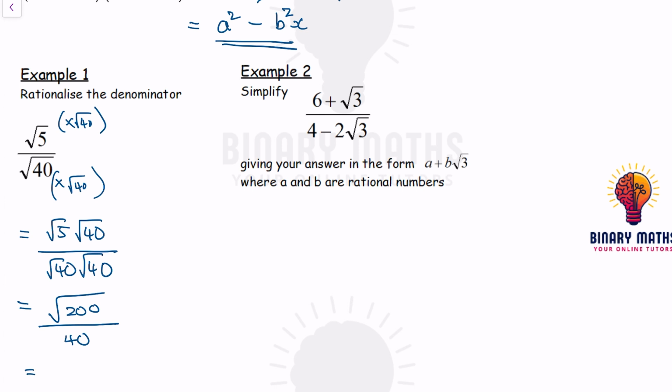Root of 200 is the same thing as root of 100 times root of 2 over 40, which simplifies to 10 root 2 over 40, which is equal to a quarter root 2.